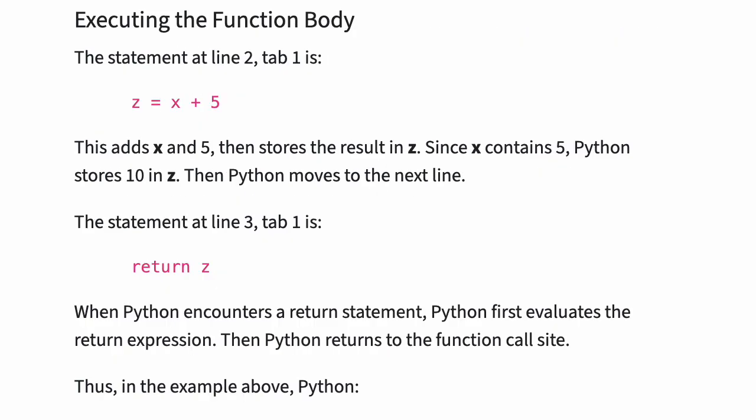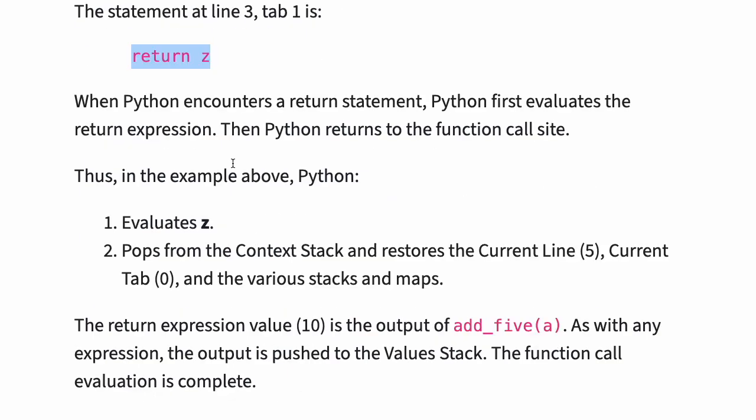The statement at line 2, tab 1 is z equals x plus 5. This adds x and 5, then stores the result in z. Since x contains 5, Python stores 10 in z. Then Python moves to the next line. The statement at line 3, tab 1 is return z. When Python encounters a return statement, Python first evaluates the return expression. Then Python returns to the function call site.